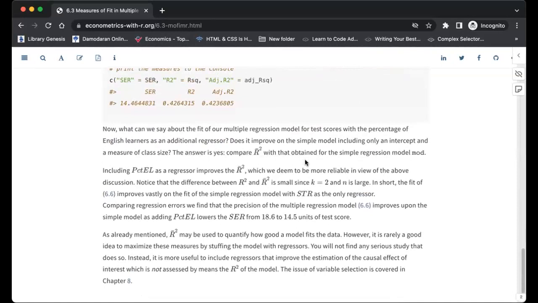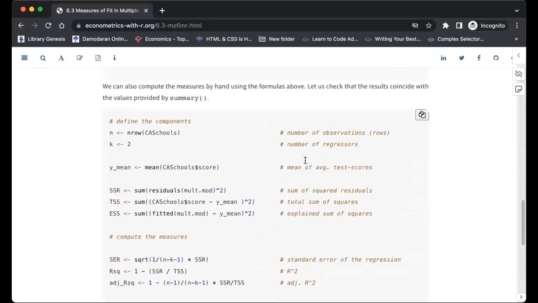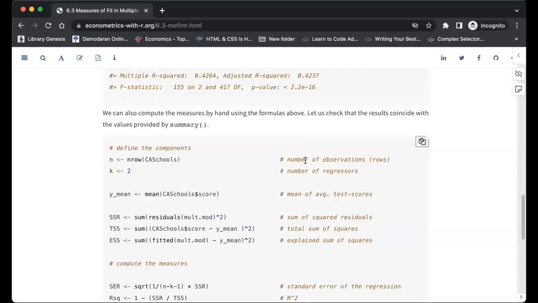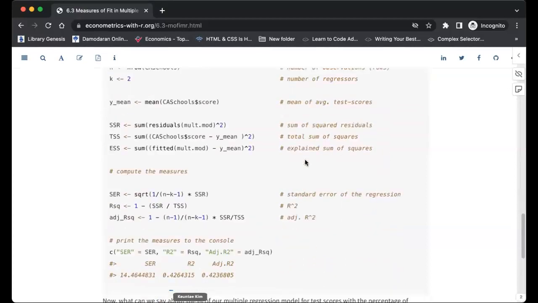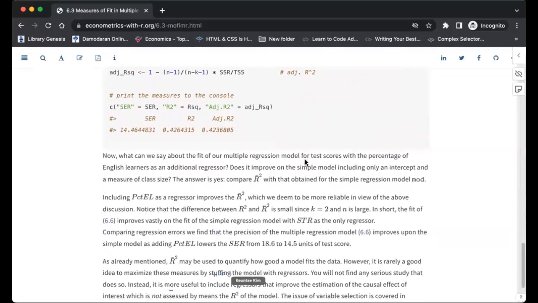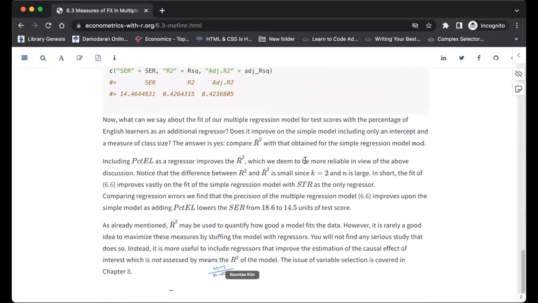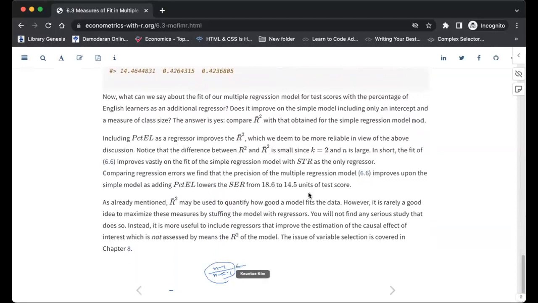I would say adjusted R square is compared to the plain R square. We just keep in mind this factor, n minus 1 over n minus k minus 1. Compared to the R square, this one puts in a penalizing factor based on the number of regressors. That's the only thing we need to keep in mind.